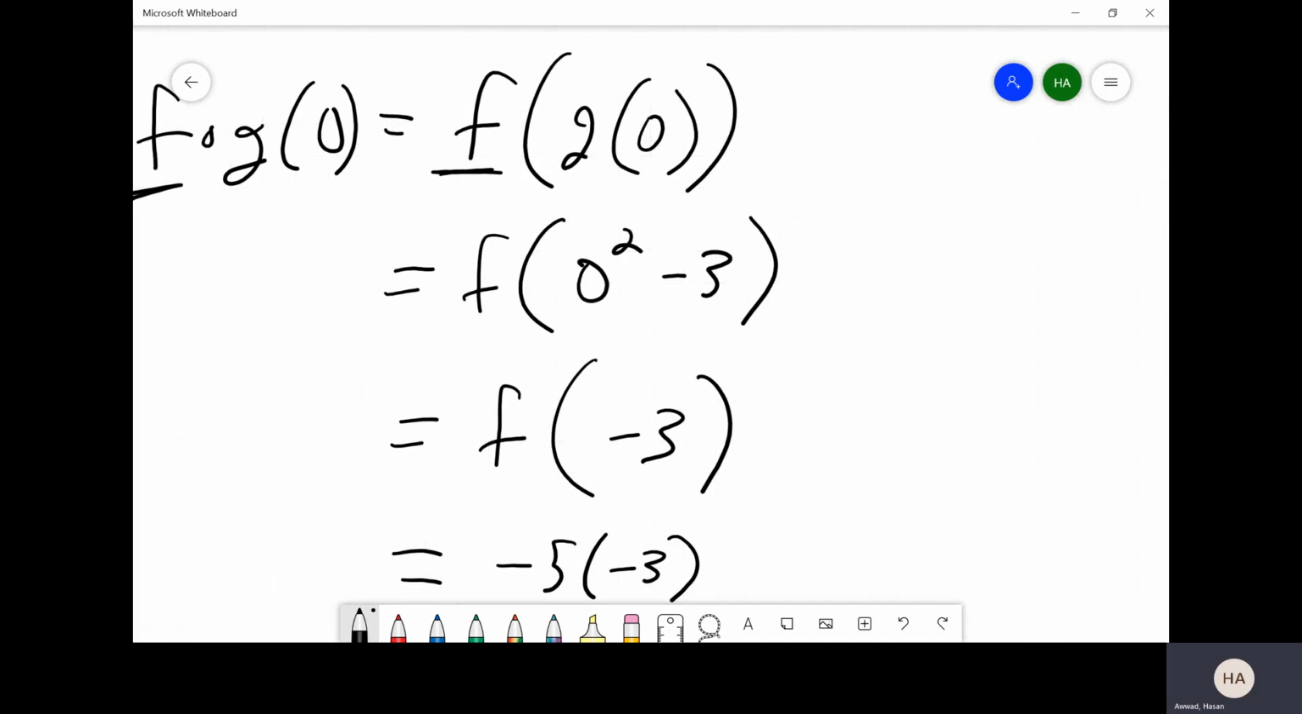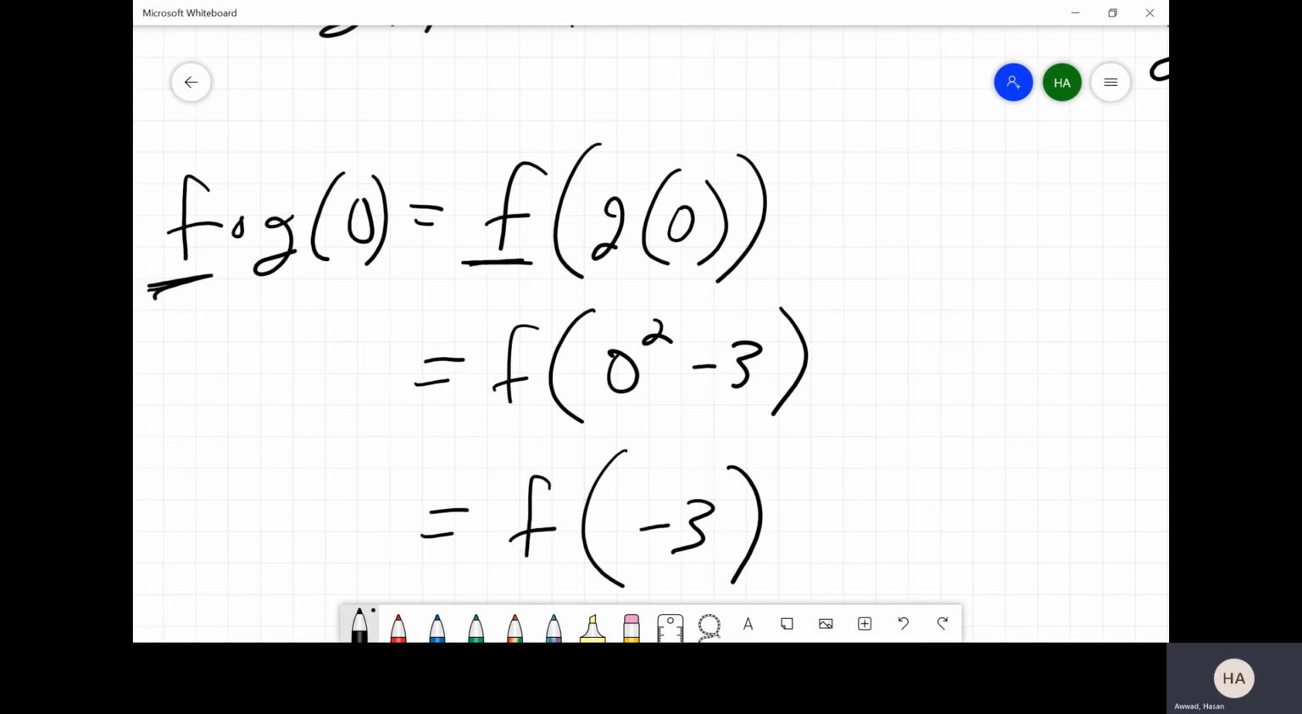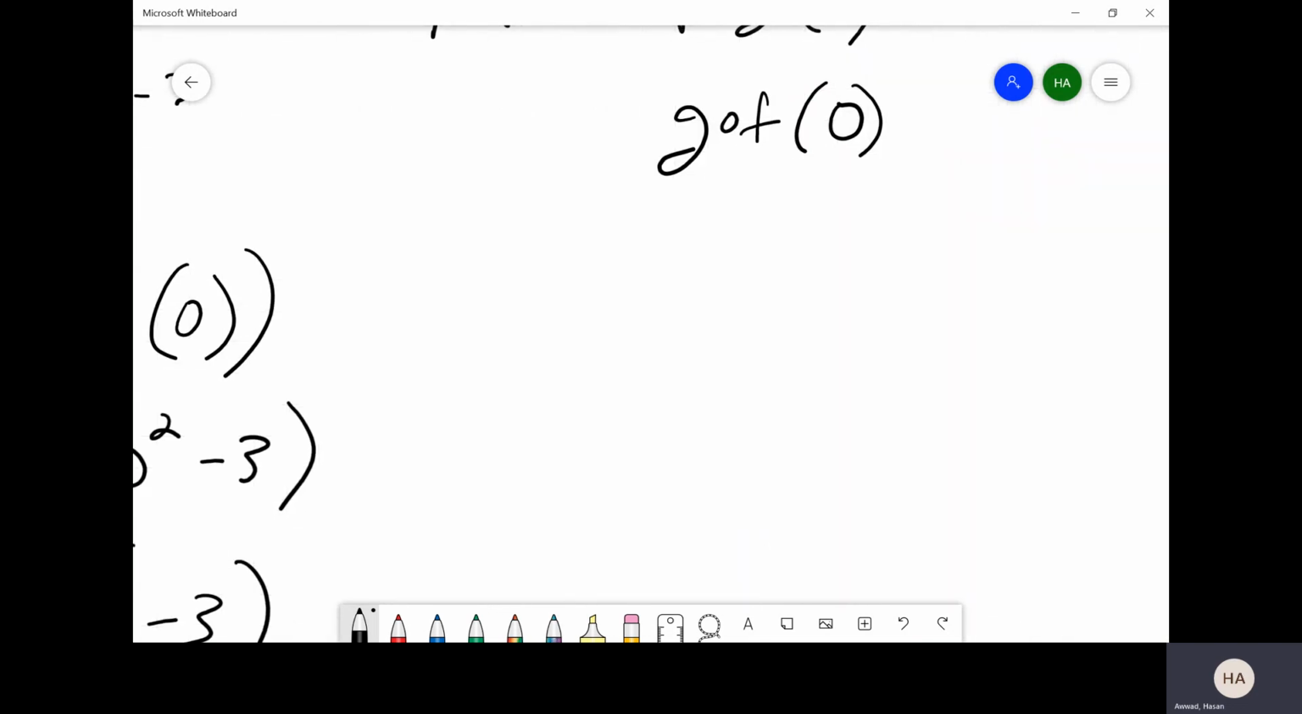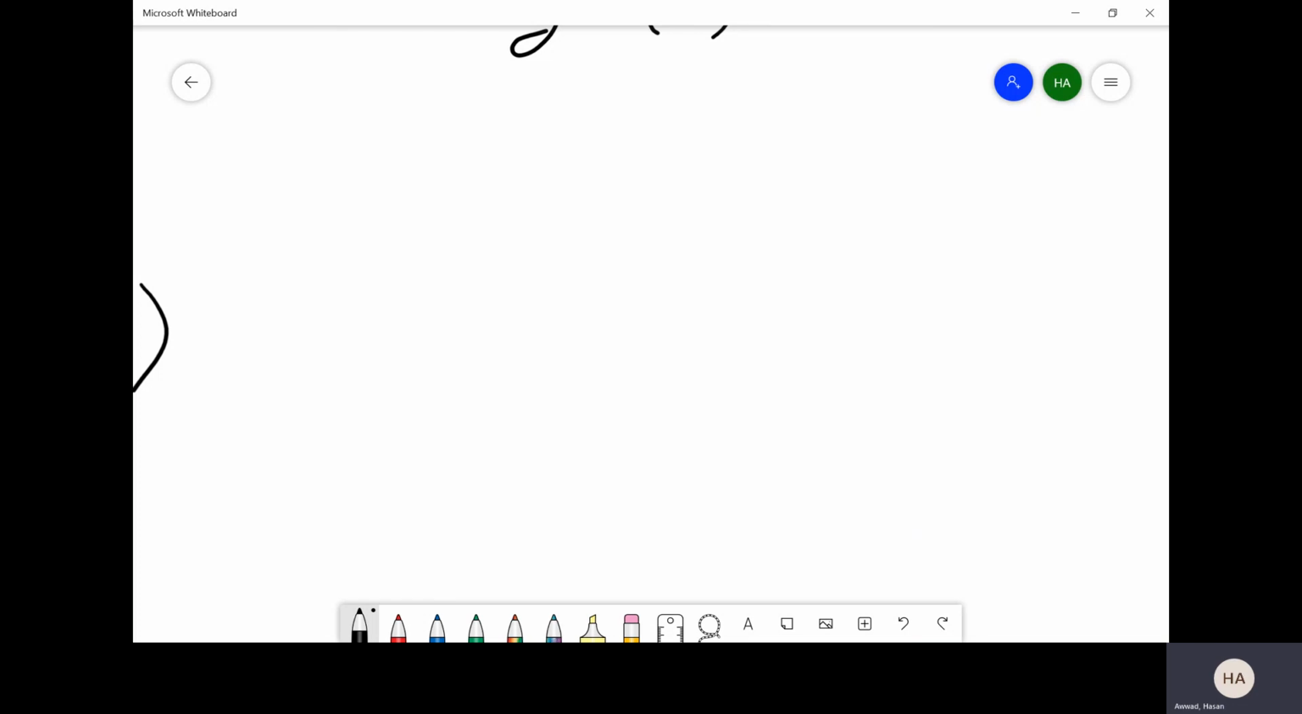Now what I want you guys to try is the classwork assignment. I'll write it over here: I want you guys to try f composed with g at negative x. Okay, so give this a shot, see what you guys come up with, and we'll take it from there.